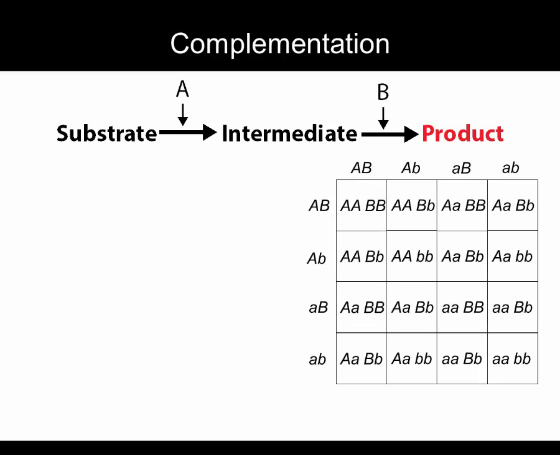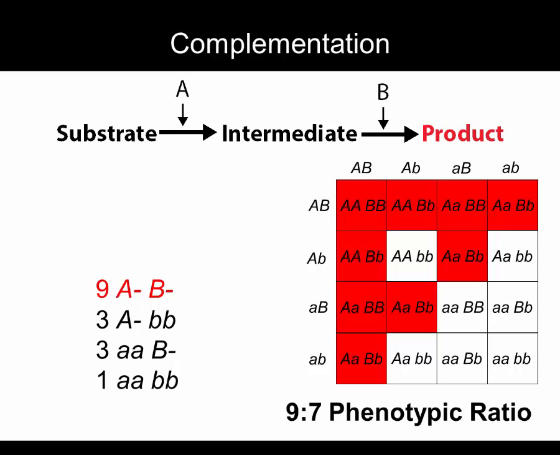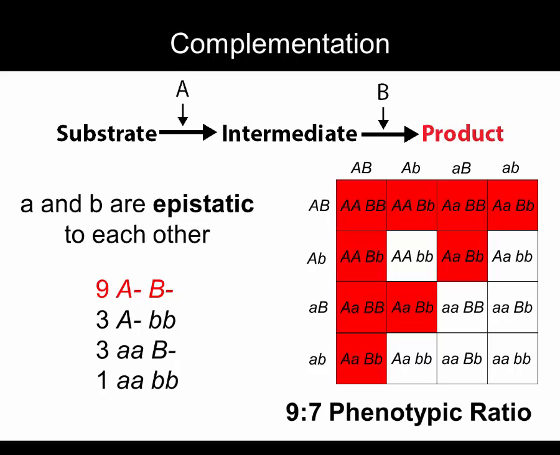A dominant functional copy of both genes is needed to make the red pigment. Let's look at the dihybrid cross again. 9/16 of the offspring will have at least one dominant allele for each gene and produce a red pigment. The other 7/16 will be homozygous recessive for A and/or B and produce no pigment. This results in a phenotypic ratio of 9:7. We call A and B epistatic to each other. Either is capable of masking the phenotype of the other.